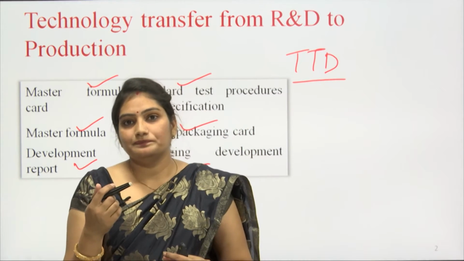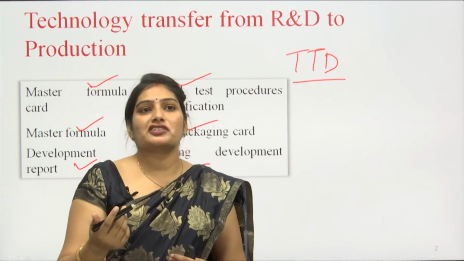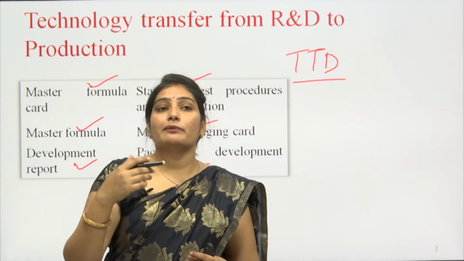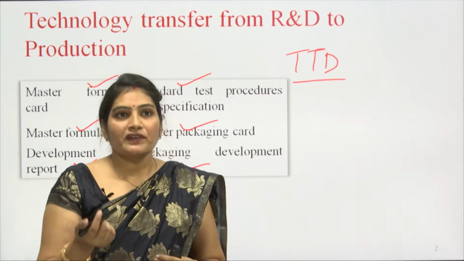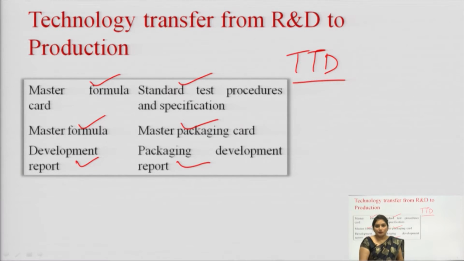Okay. Master packaging card. The master packaging card gives the information about the packaging component: which type of packaging component you are using for the packaging of the pharmaceutical product, what is the stability profile of the packaging component, what is the shelf life of the packaging component, and what are its various features. These are all described in the master packaging card. Next is packaging development report. It gives the information about the rationale of choosing the proper closure and container system, the rationale of choosing this type of packaging component.